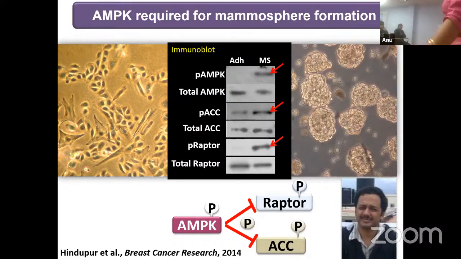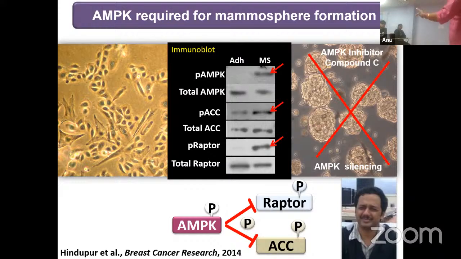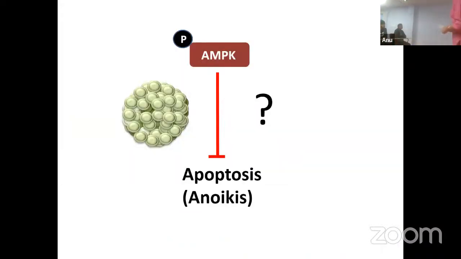Okay. Now let us see what happens. If we use an inhibitor, there is no formation of mammosphere. If we use AMPK silencing, removal is called silencing, I don't have any more AMPK made. I don't get any mammosphere formation. So not only is AMPK activated, but it is required for the formation of mammosphere. Right? All set. AMPK gets activated. It is indeed required for the formation of mammospheres.